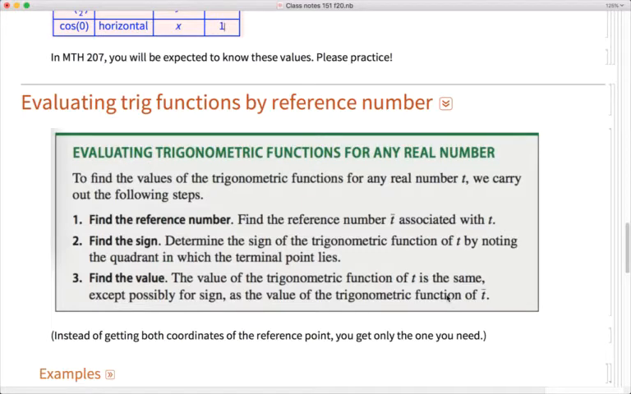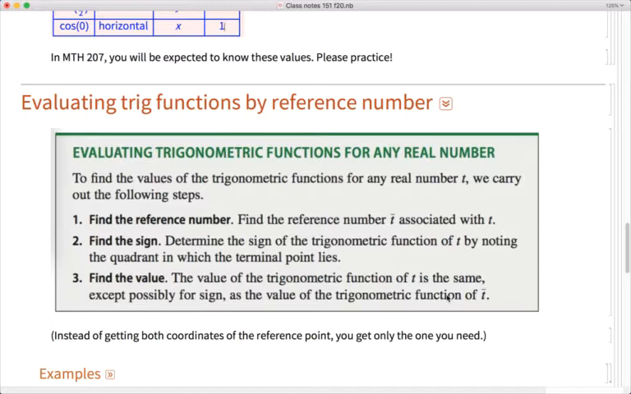So the evaluation of the trig functions in the first quadrant we do by this memory trick, just trying to memorize those values. And for other values of t, we're going to use the reference number. Okay, so the 3 steps here: given the value of t, we get its reference number, and then we figure out what the correct sign, that's the plus or minus, should be for our trig function.